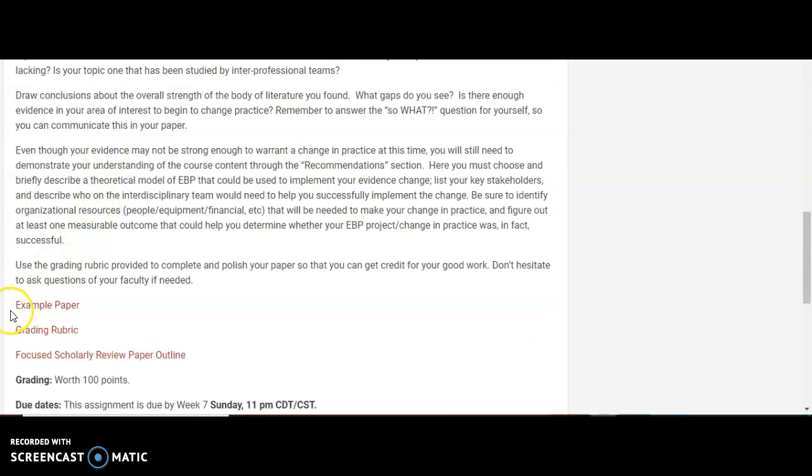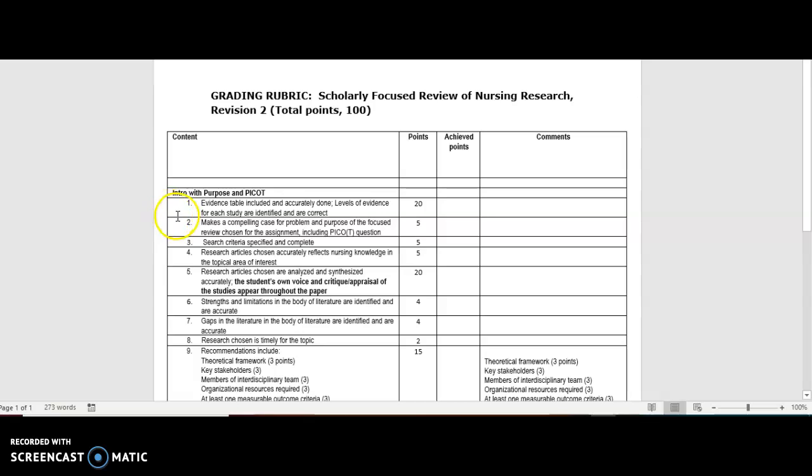Once again, you'll notice down here that we have included an example paper, a grading rubric, and a focused scholarly review paper outline. This assignment is worth 100 points, and it's due Sunday at the end of week 7 by 11 p.m. So let's take some time and look at the rubric. I do use this rubric to grade your paper.